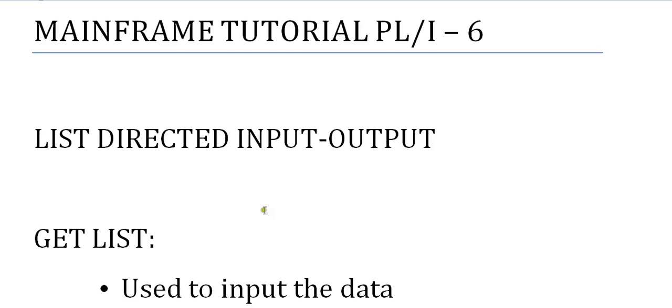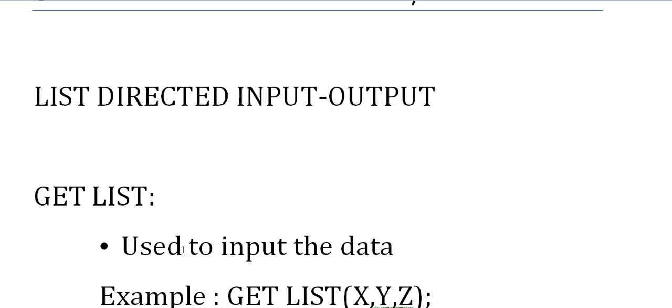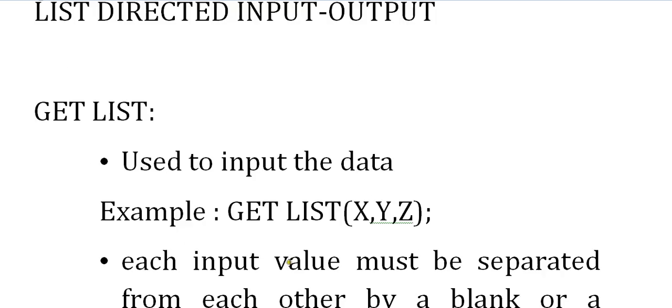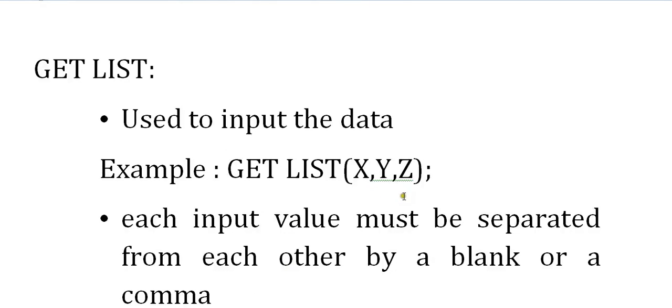So in PL/1 we use GET LIST. GET LIST is used to accept the input, to input the data. Example: GET LIST (X, Y, Z). When you say X, Y, Z, these are three different variables. You want to store the values in these three different variables, so you have to say GET LIST.